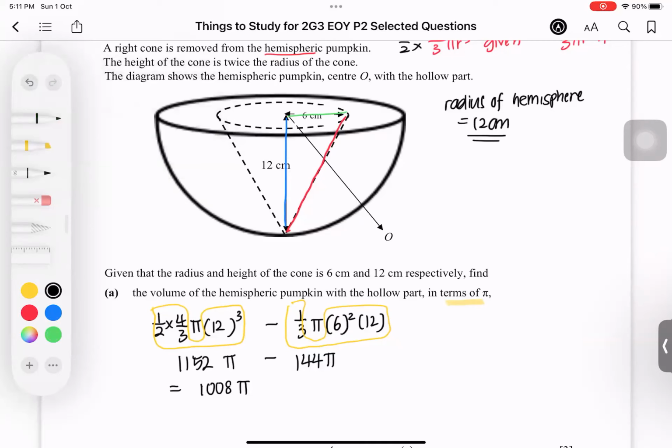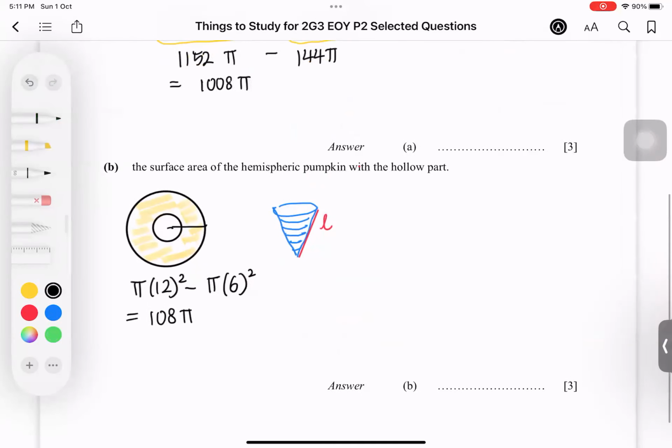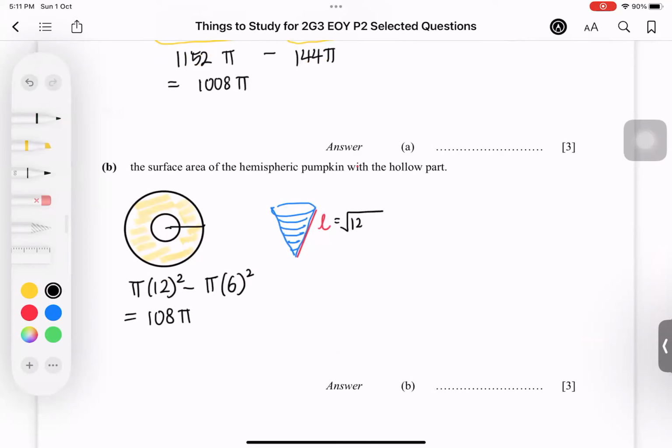So in order to find my slant height, the l, I can use the Pythagoras theorem. I'm looking for the hypotenuse. So that will be the square root of 12 squared plus 6 squared. I want it to be as accurate as possible, so probably I should just write it down. I think I still need to work with decimal places. 12 squared plus 6 squared gives me 180, so square root 180.